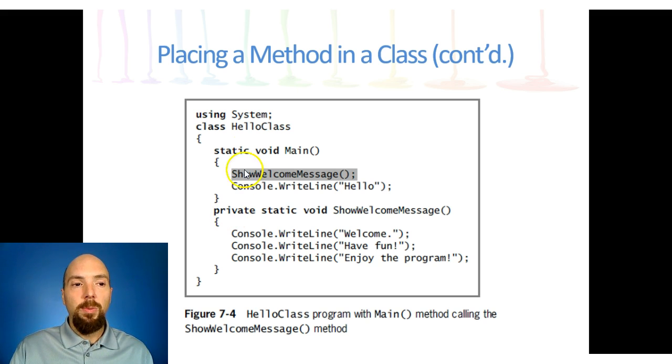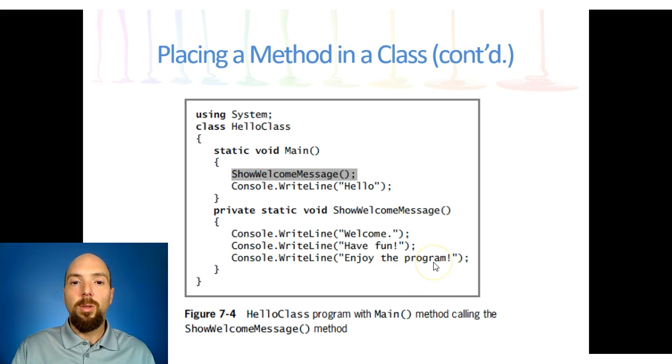And it's private, which means that only things within hello class can actually call it, and any of its variables, any of that kind of stuff, remain private to this particular method. Now, if you notice, there are no variables here. We're just simply doing console to write lines. So when main runs, main immediately calls this show welcome message. Show welcome message says, welcome, have fun, enjoy the program.